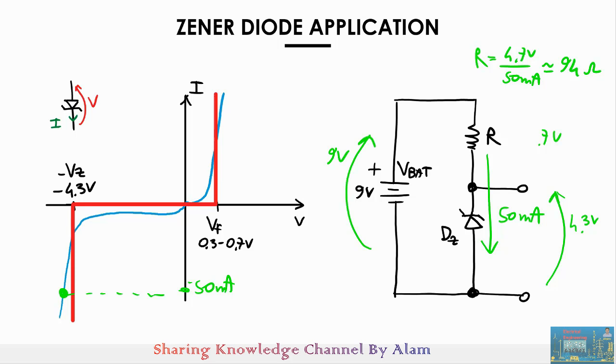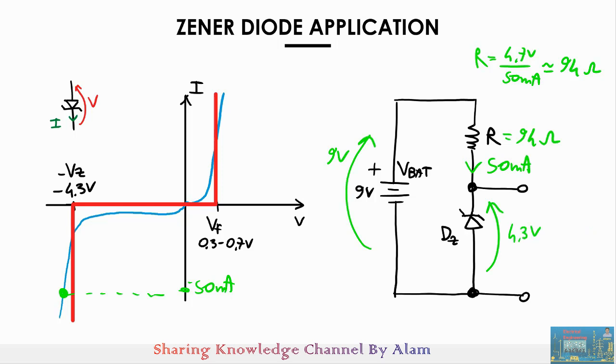So now that we know the value, we can cancel this, and we just say that R is equal to 94 ohm, and the current will be 50 milliamp. Let's indicate the current here, because that will be the current in the resistor. And the voltage across the diode will be 4.3 volts. And we succeeded in biasing the device at this point of operation.